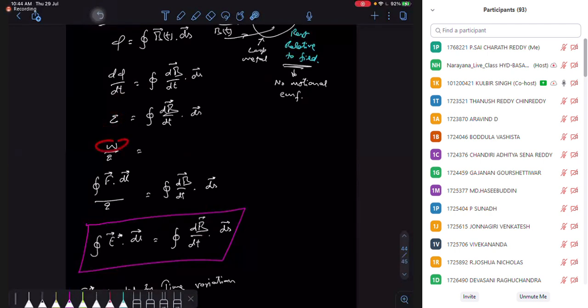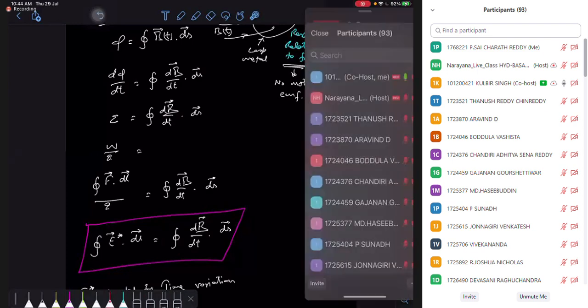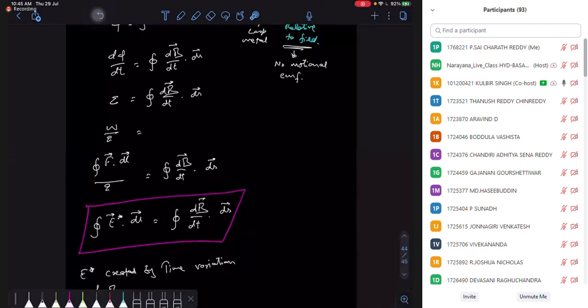EMF means some work is being done. Yes, EMF here means someone has pushed the charges. So there must be some work per unit charge. So some cause, some force must be there. So this force by charge, some field must be there.